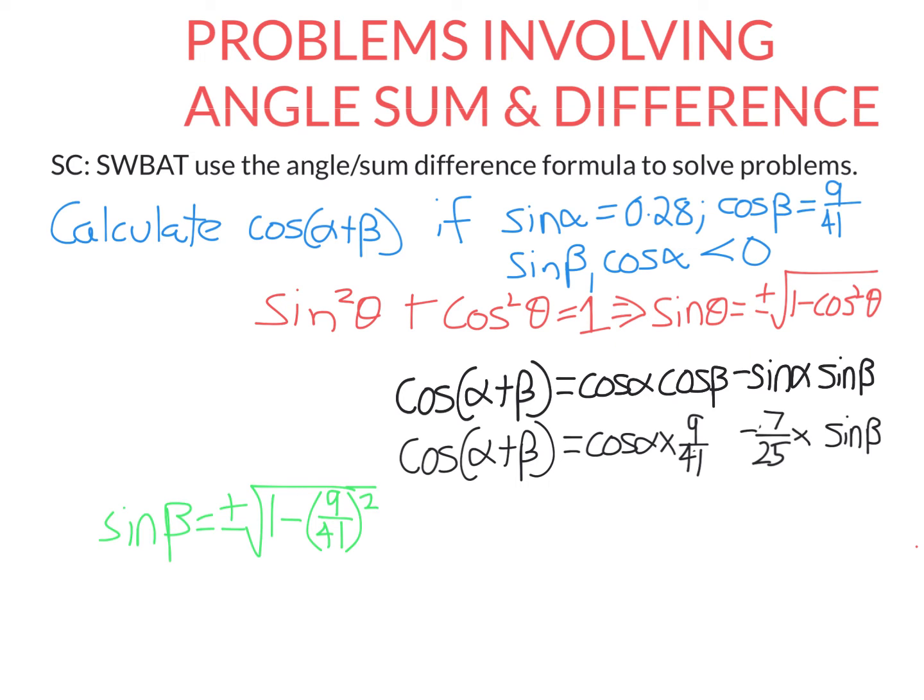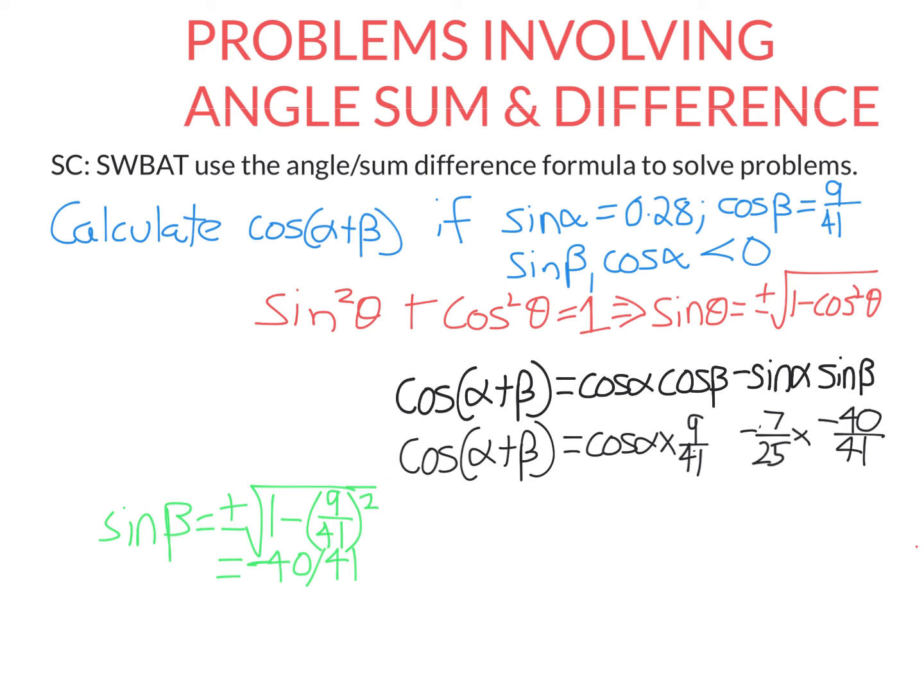So sine beta is just going to be positive or negative the square root of 1 minus cos of beta all squared. So putting that in our calculator, we get sine beta is 40 over 41. So it could be positive or negative, but because we were told in the question sine beta is negative, we're going to use sine beta is negative 40 over 41.